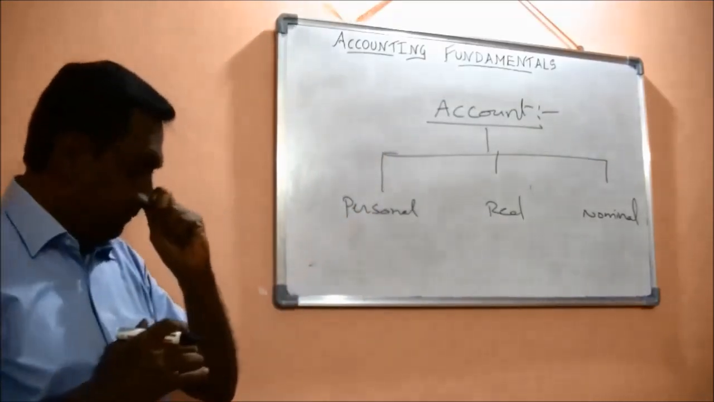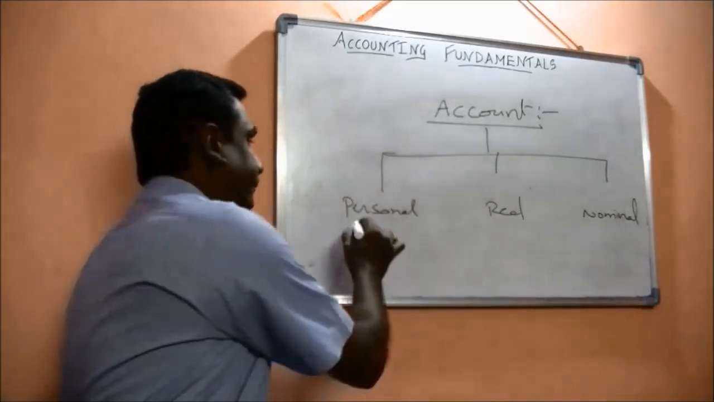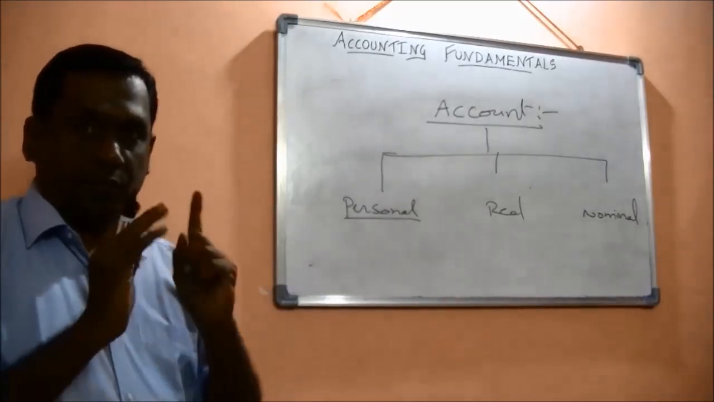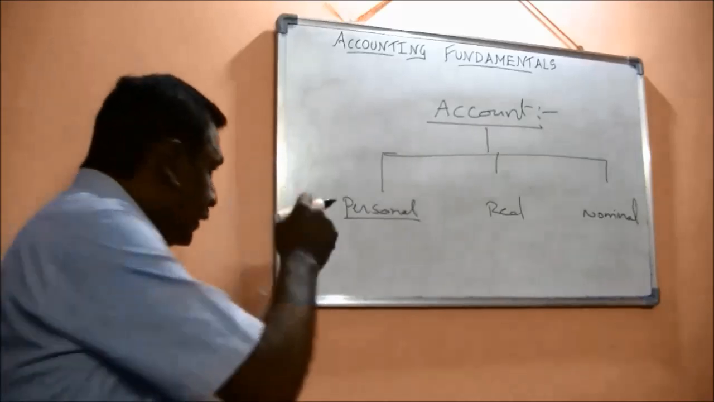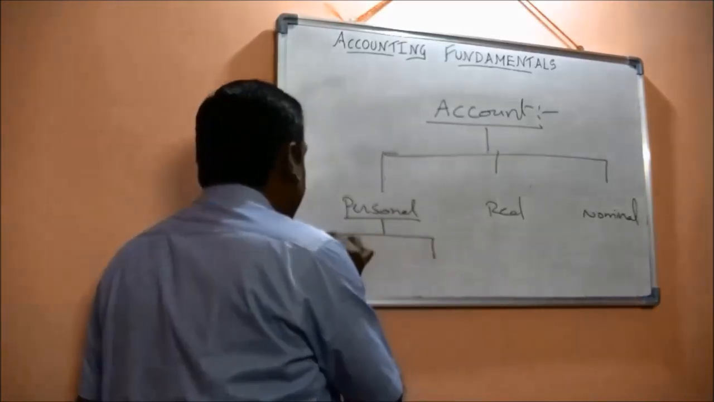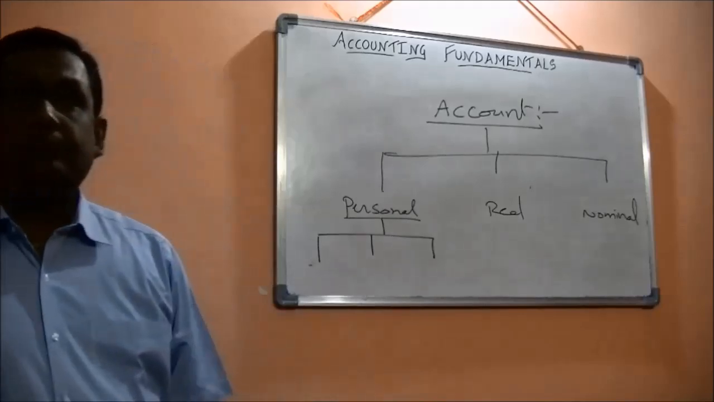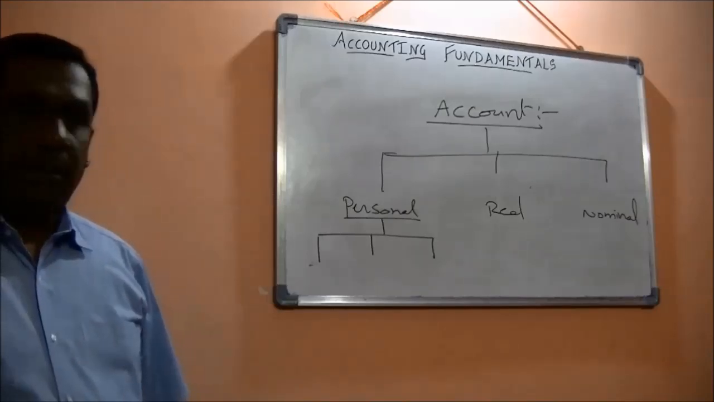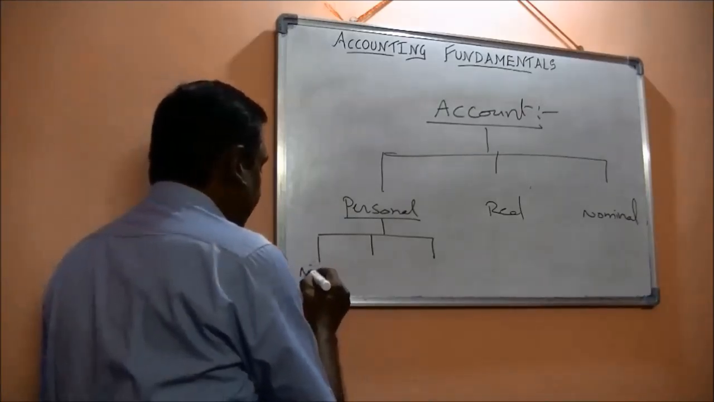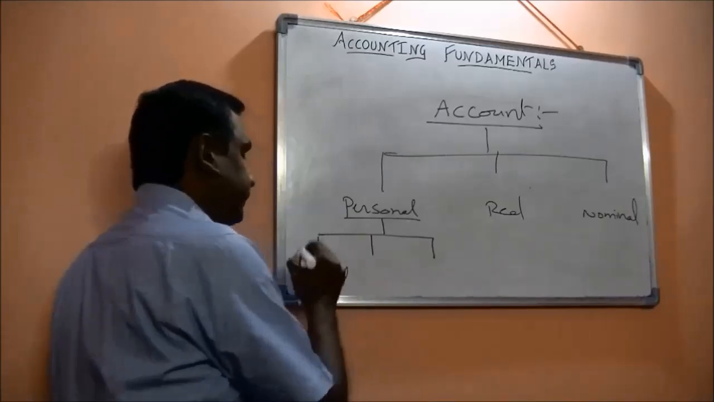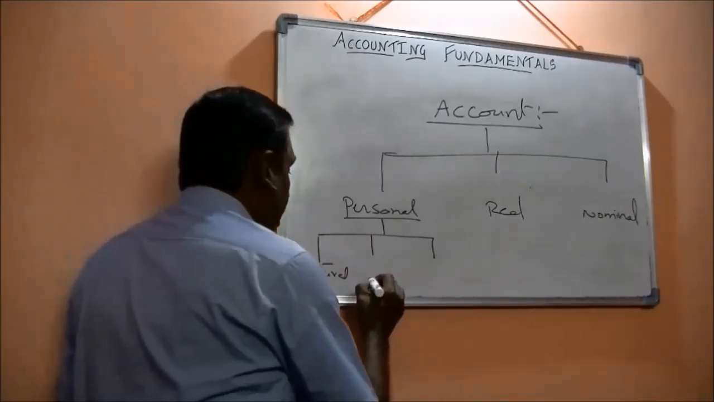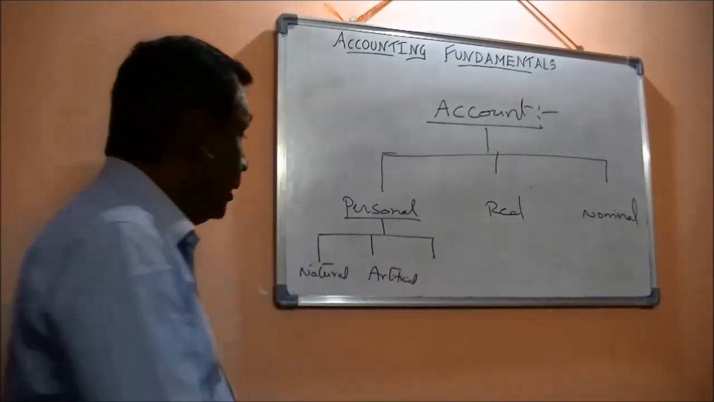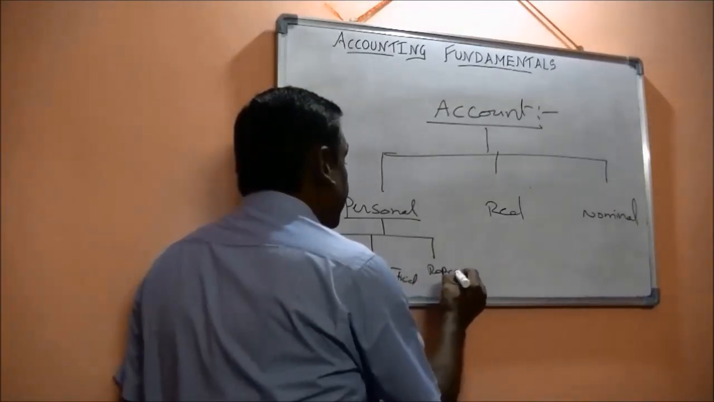Let me explain one by one. Personal account. Accounts created in the name of persons are known as personal accounts, right? These personal accounts are again three types. One, natural persons. Two, artificial persons. Three, representative persons.